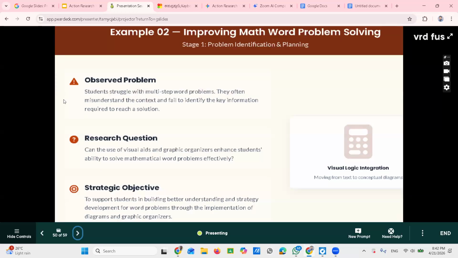Improving max word problem solving. Max squared problem solved. That's the theme, right? In your research also, there should be a theme. It is different from the research question and observed problem, right?